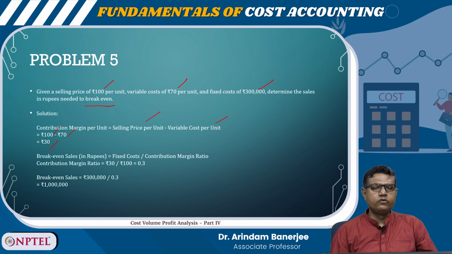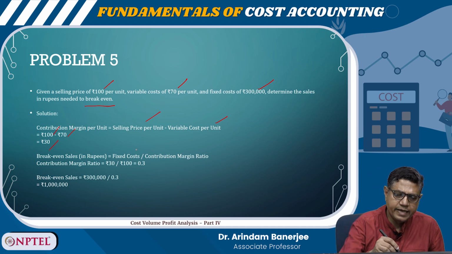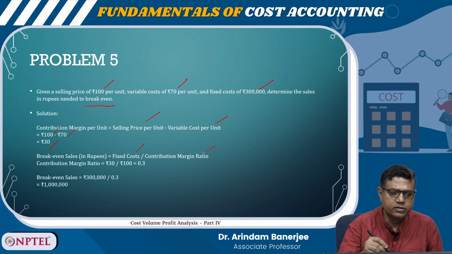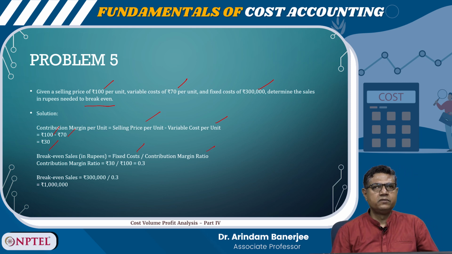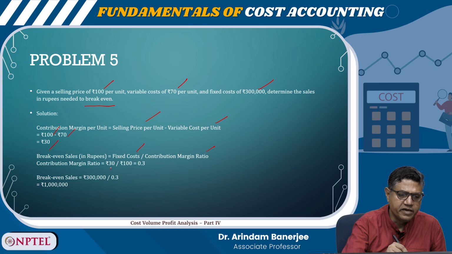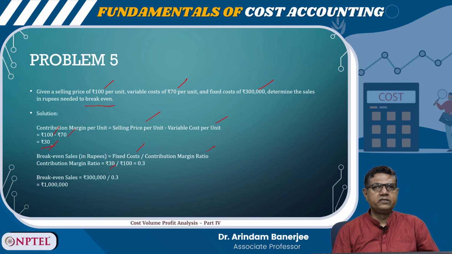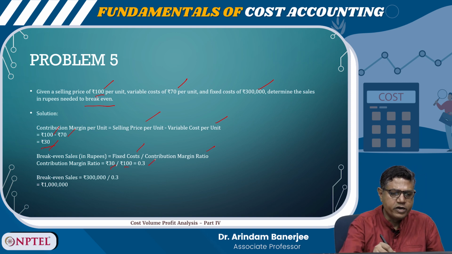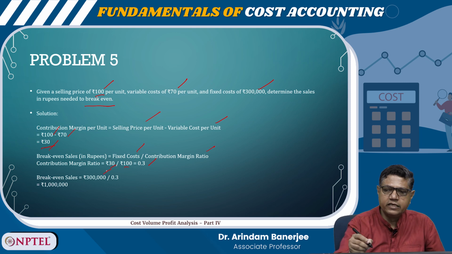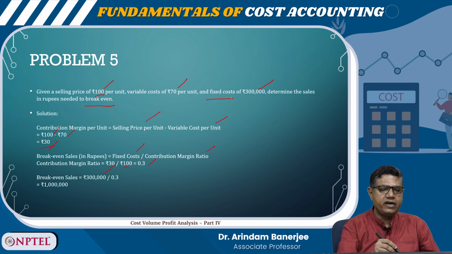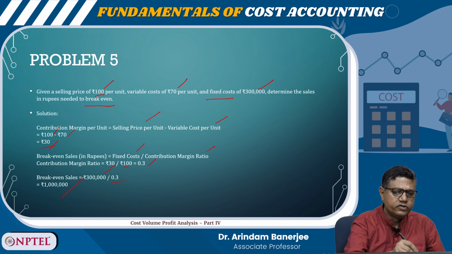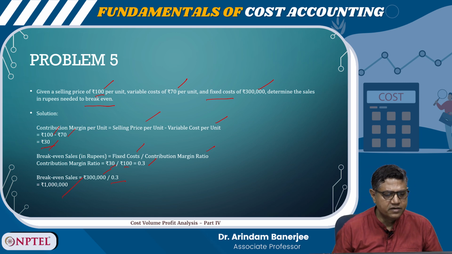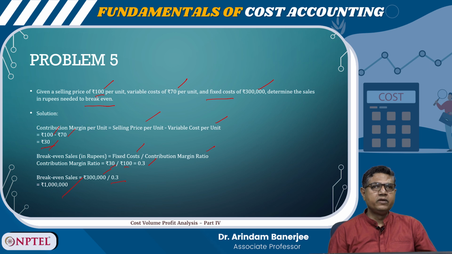To calculate the break even sales, I can divide the fixed cost by the contribution margin ratio. So, the contribution margin ratio is 30 by 100, because here we calculated that the contribution margin per unit is 30 and the selling price is given as 100. So, 30 by 100 is 0.3. So, break even sales is equal to 3 lakh, which is my fixed cost, divided by the contribution margin ratio 0.3. So, it is coming to rupees 10 lakh.